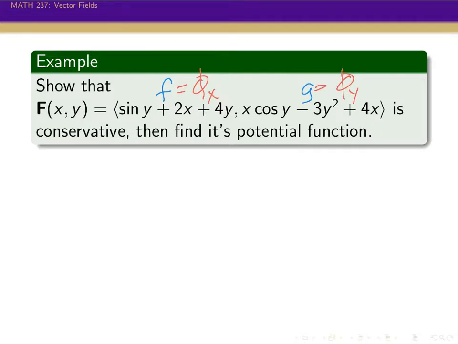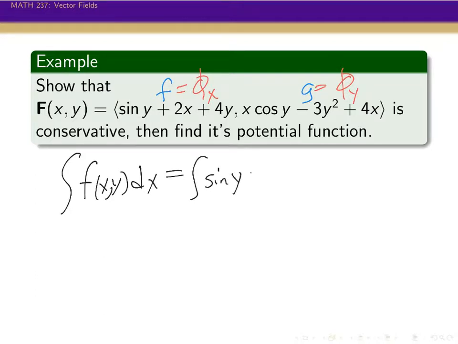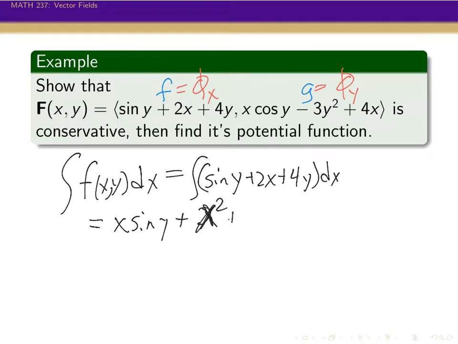But let's start by integrating our f of x y in terms of x. All of the y's we're going to keep as constants, so this is the integral of sine y plus 2x plus 4y in terms of x. Sine y is a constant, so integrating in terms of x gives me x sine y, plus, when I integrate 2x, I get x squared, and then plus 4y.